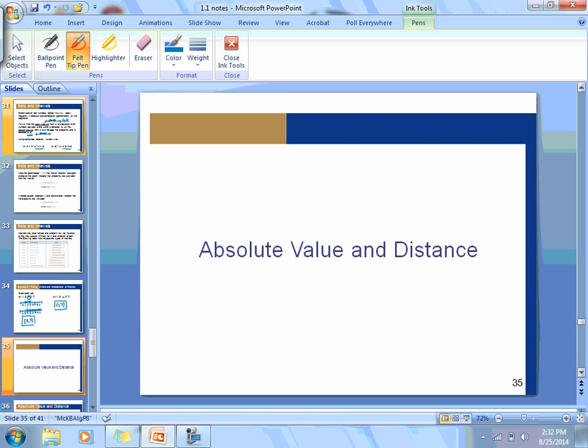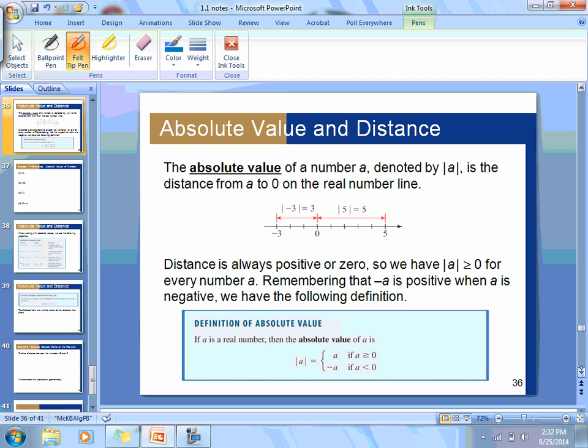Okay, last concept then is absolute value and distance. You're familiar with absolute value. Absolute value has these little bars around it, and it shows how far a number is from 0 on the number line. So it's a distance, and it always has to be positive.